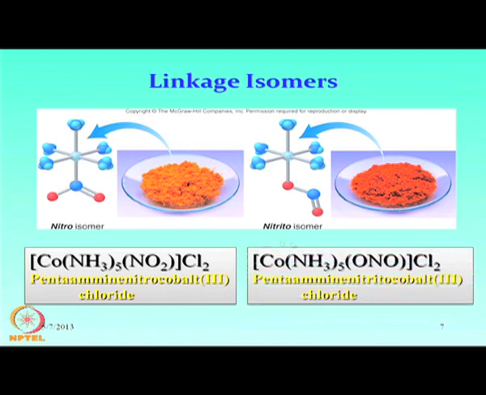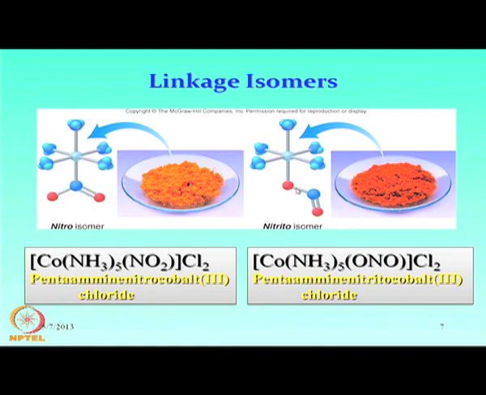But in the second case, with binding through the oxygen of the NO2 group, we have the nitrito isomer, pentaamminenitritocobalt(III) chloride. Because of these 2 different types of attachment of the NO2 group, we get one as the nitro isomer and another as the nitrito isomer. We can simply label the binding position of one isomer versus the other, and that changes the color and some other properties.